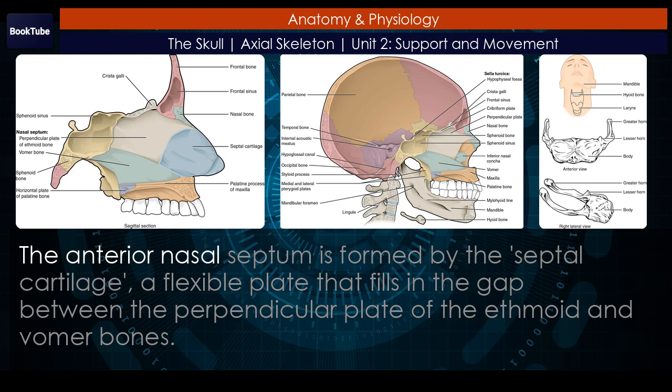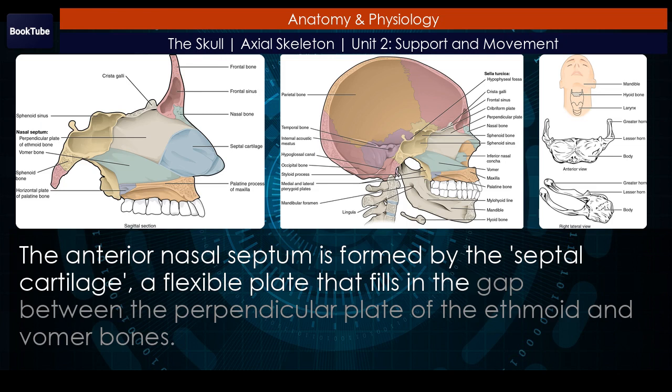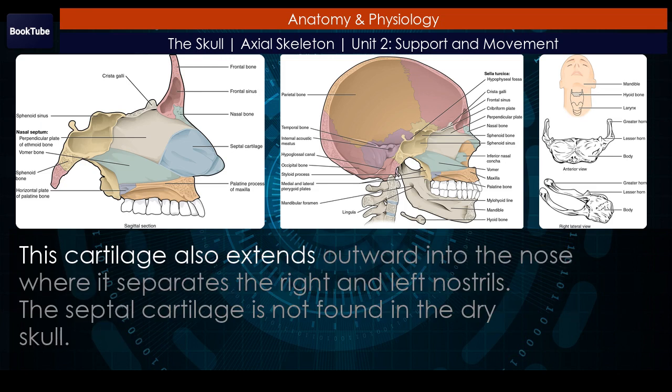The anterior nasal septum is formed by the septal cartilage, a flexible plate that fills in the gap between the perpendicular plate of the ethmoid and vomer bones. This cartilage also extends outward into the nose where it separates the right and left nostrils. The septal cartilage is not found in the dry skull.